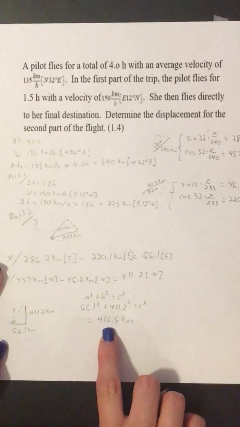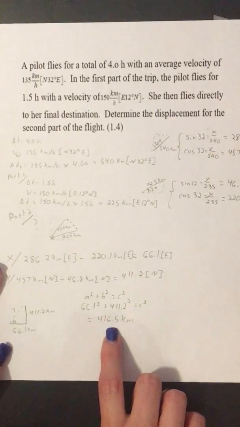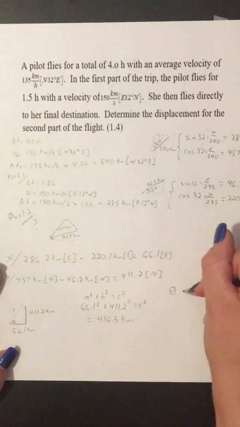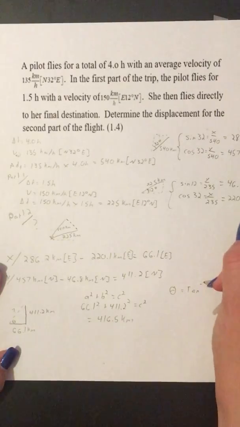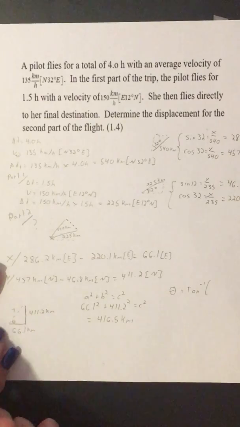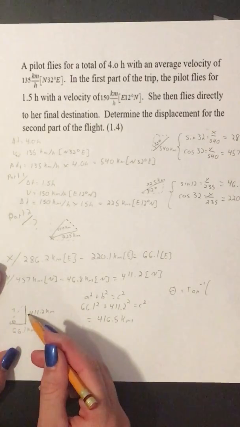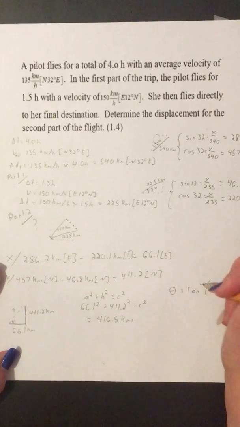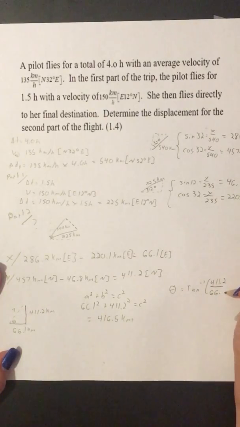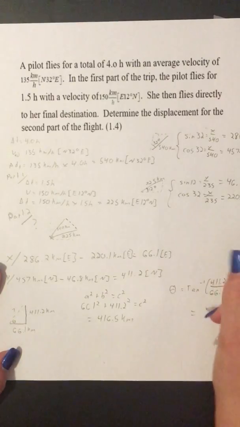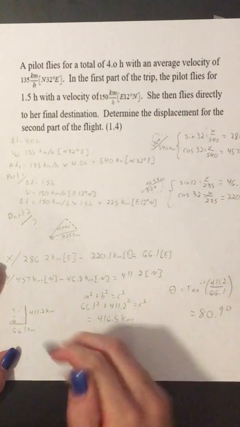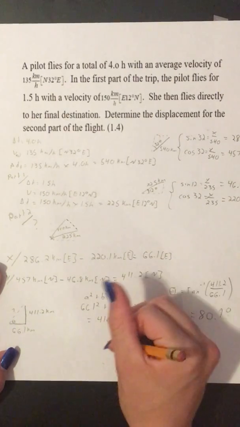So now that we have our total displacement for the second part, we still need to figure out this angle. To figure that out, we can take tan and plug in our values here. Since we're doing tan, it'll be opposite over top of adjacent. So we would take 411.2 and divide that by 66.1. This will give us a total of 80.9 degrees.